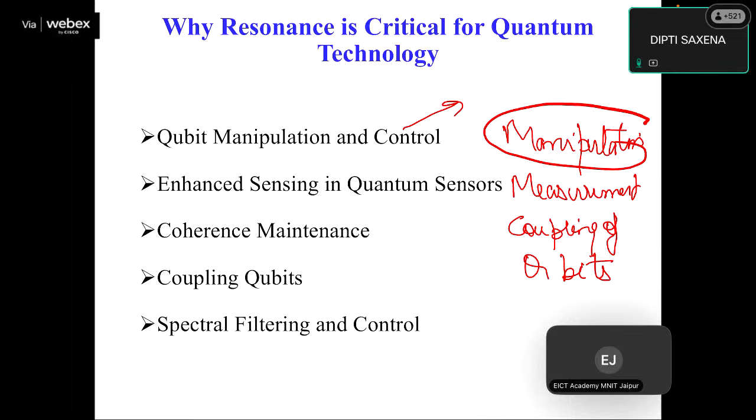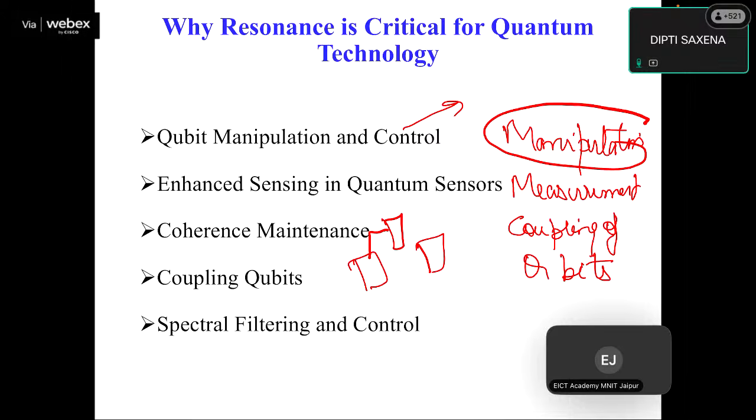In a similar way, since resonance circuits are selective in nature, what we can do is that we couple two qubits through an RLC circuit. What happens is that the coupling provides the selective frequency so that the two qubits can be selected.